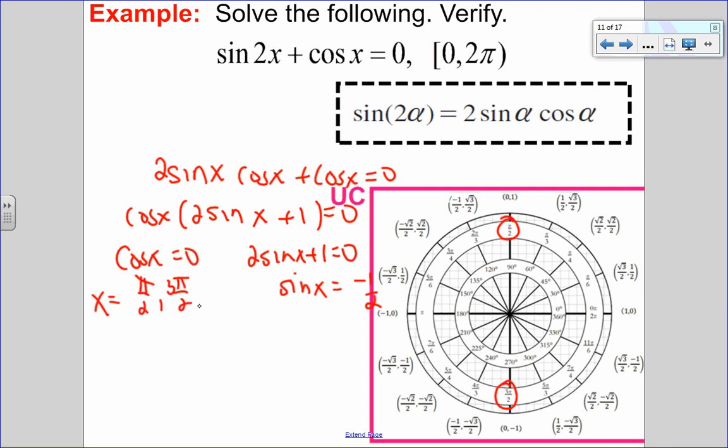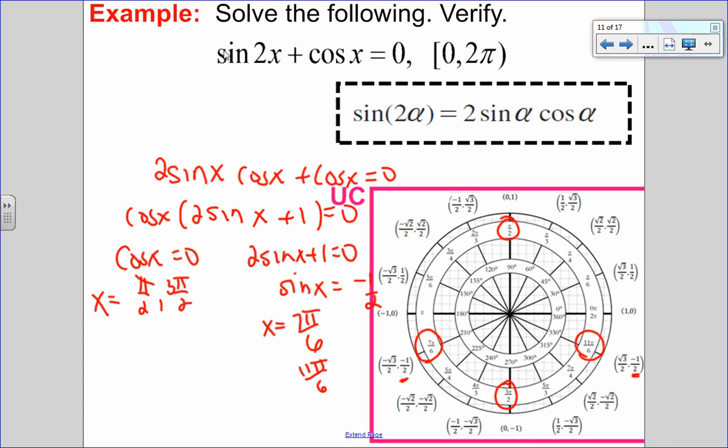And then sine x equals negative a half. Sine is negative in quadrants 3 and 4. Negative a half for the y-coordinate is right there at 7 pi over 6, and then also negative here at 11 pi over 6. Okay, so it looks like those are all my solutions, but I'm always going to check in the calculator.